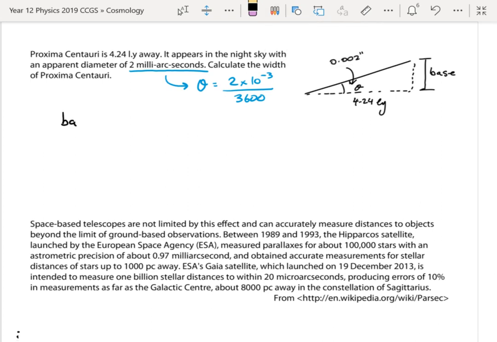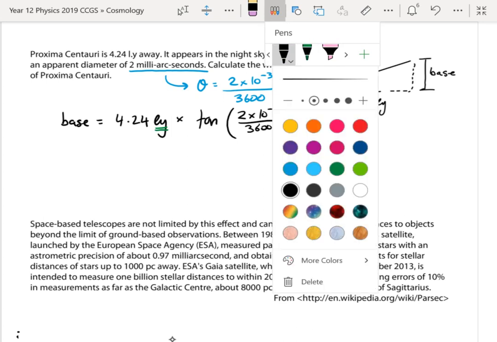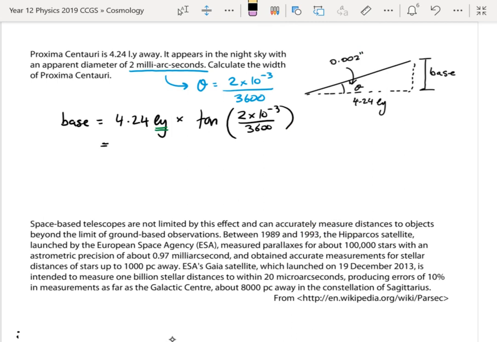Our base length x is going to be 4.24 light years times the tan of the angle, 2 milli arc seconds. Now, I've left that unit in here because if our dimension is in light years, then our answer will also be in light years. So we get 4.11 times 10 to the negative 8 light years.